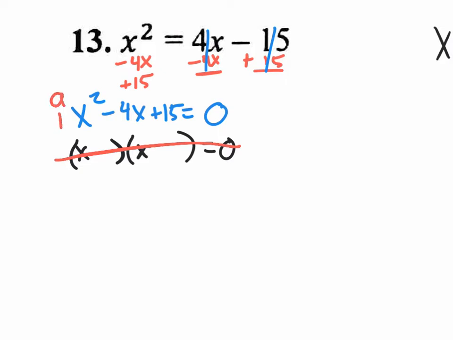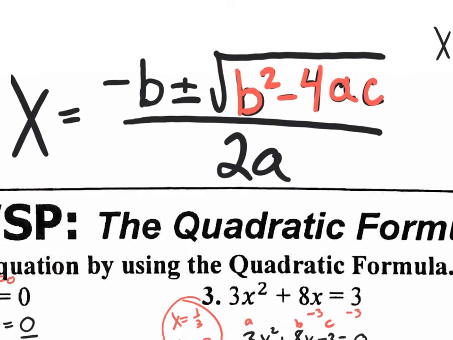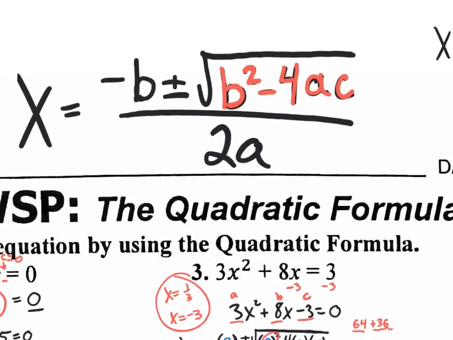The A value is 1. The B value is negative 4. The C value is 15. So let's use the quadratic formula. Quadratic formula is negative b plus or minus the square root of b squared minus 4ac divided by 2a.